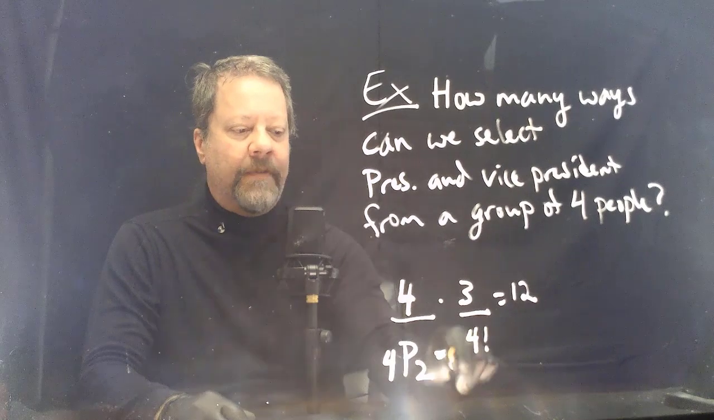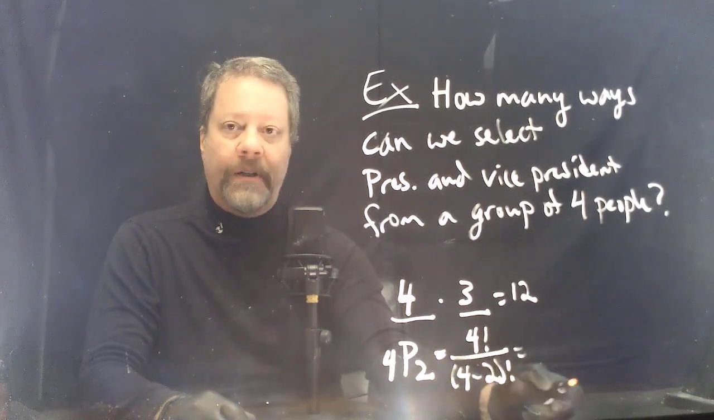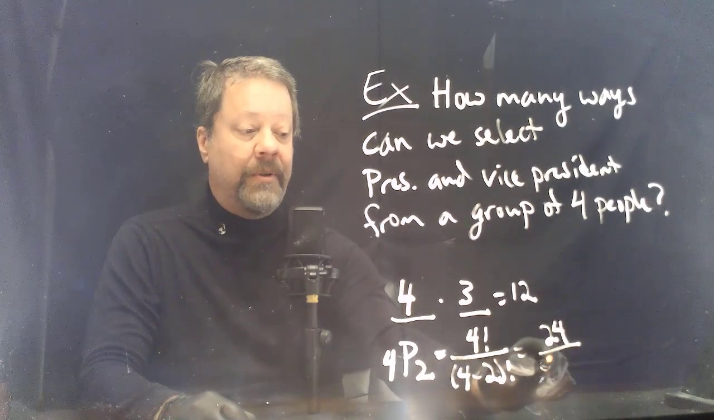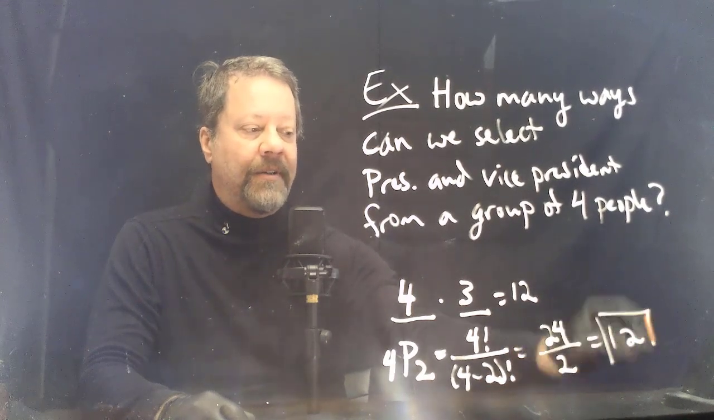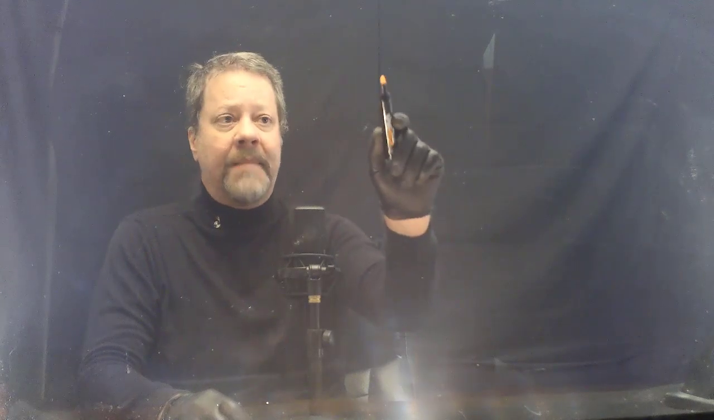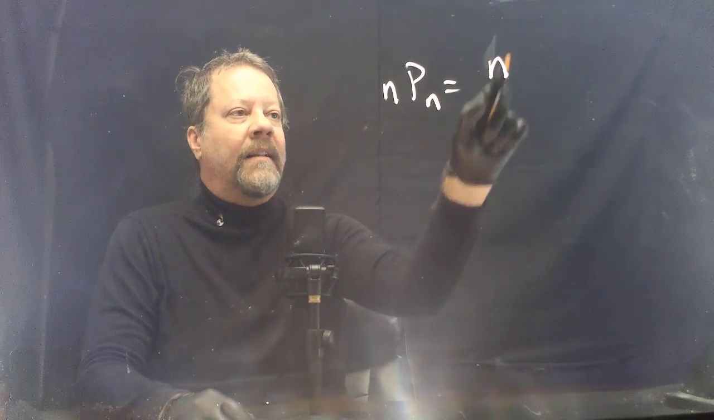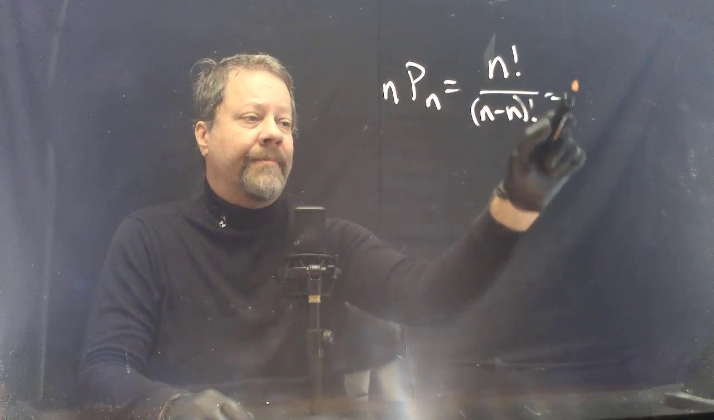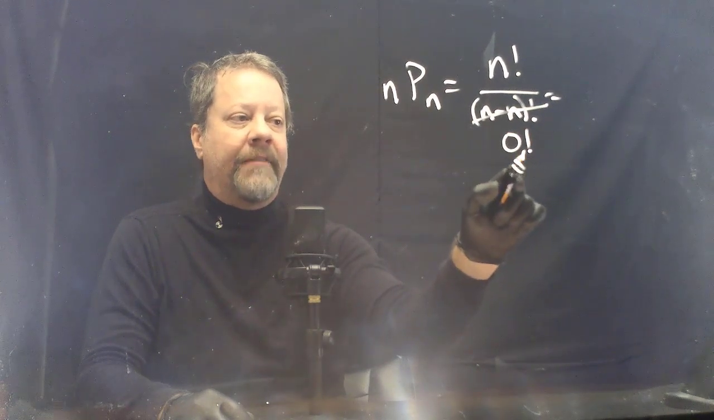That's 4 factorial over 4 minus 2 factorial. 4 factorial is 24. 4 minus 2 is 2. 2 factorial is 2. And so the answer is 12. Let's look at some specific examples. If I have n permute n, that's n factorial over n minus n factorial. That's 0 factorial, and 0 factorial is, by definition, 1.